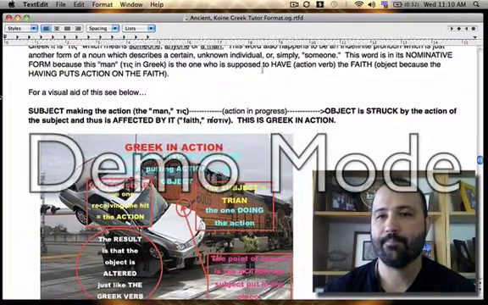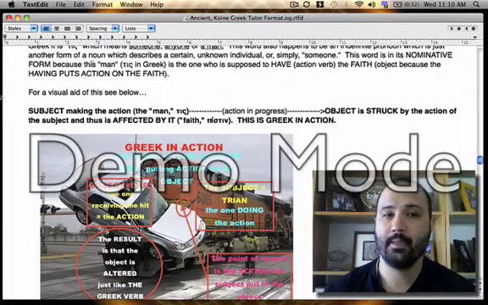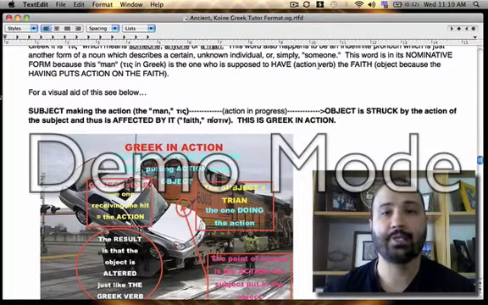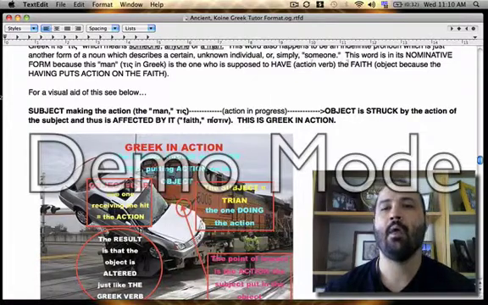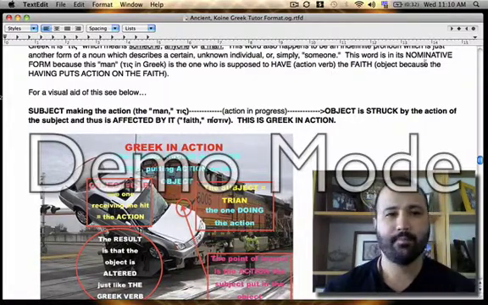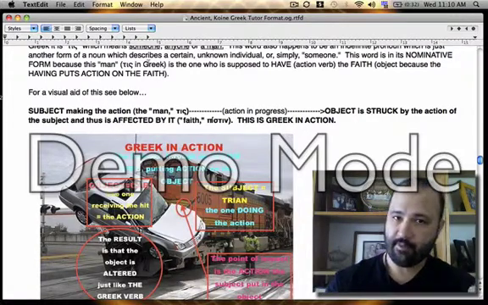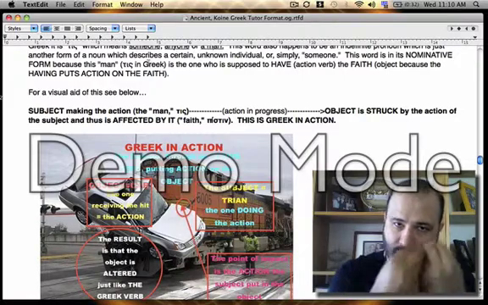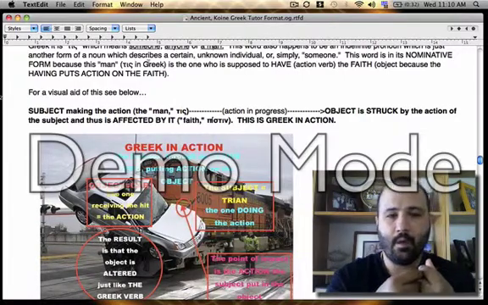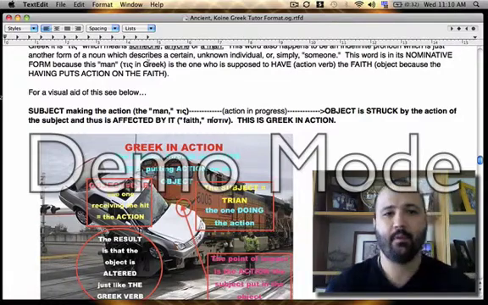someone. This word is in its nominative form because this man, tis in the Greek, is the one who is supposed to have the action verb associated with him. And he's the one who's supposed to have, okay, action verb, the faith, okay? Which is, of course, the object because having faith puts action on the faith. Note that. Having something puts action on the thing that you're having. In this case, it's faith.